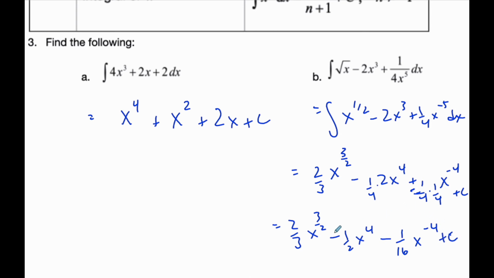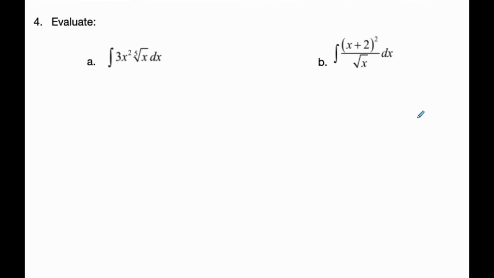And you can always check to see if you're right by taking the derivative. If you take the derivative and you end up with this, then you know you've done it correctly. We'll try a couple more problems here.